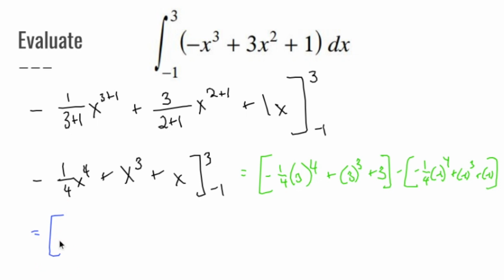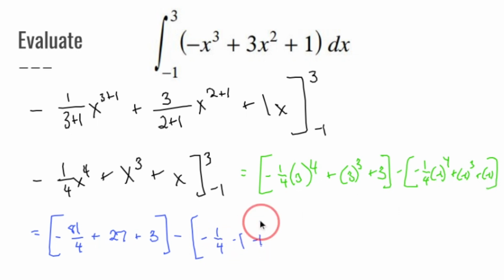All right, we've got -1/4 times 3 times 3 times 3 times 3 is 81. So -81/4, plus 3 to the 3rd, which is 27, plus regular 3, minus -1 to the 4th, which is regular 1 times -1/4, so -1/4, plus -1 to the 3rd, so -1, plus -1, so -1 again.